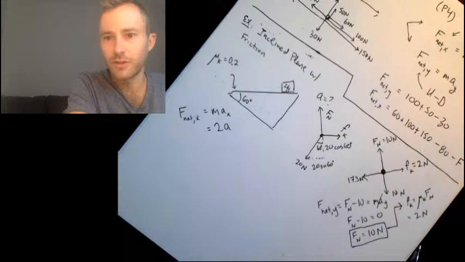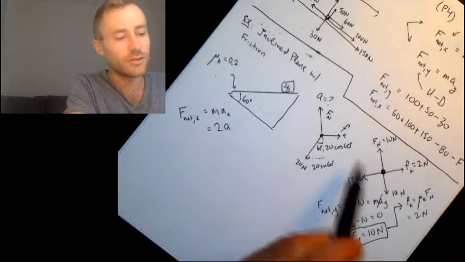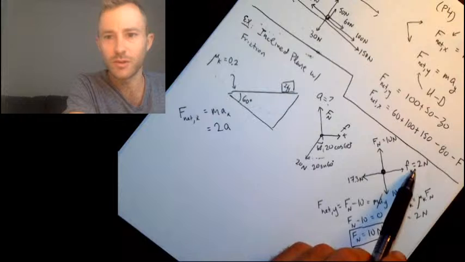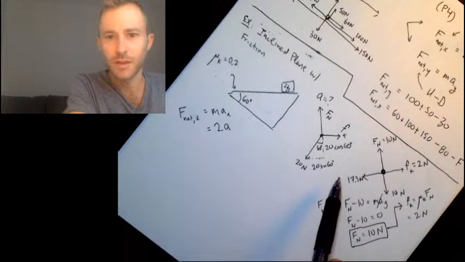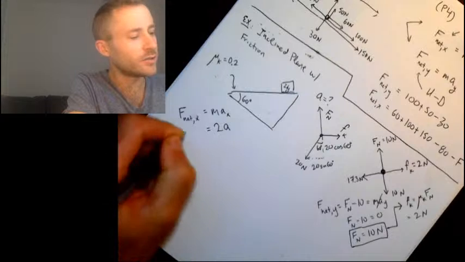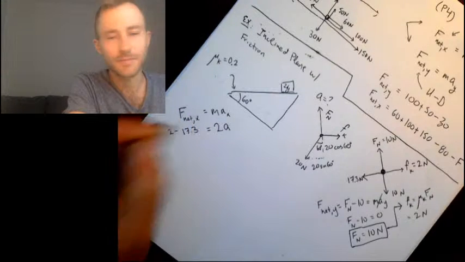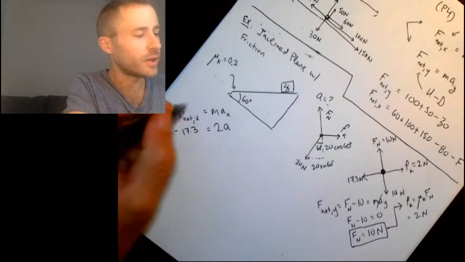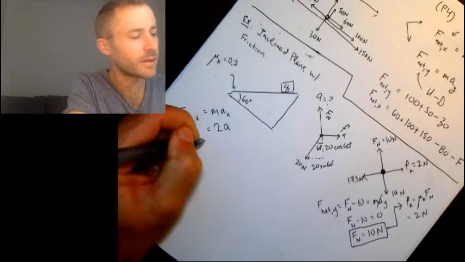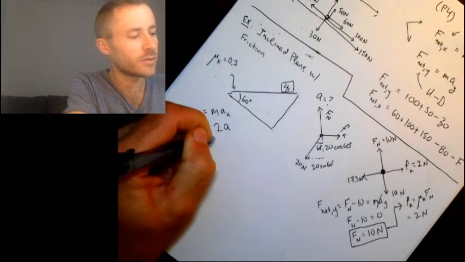Very good. So I see 15.3. Actually, it's negative 15.3 because remember the net force is right forces minus left forces. So it's going to be 2 minus 17.3. So that means that negative 15.3 equals 2a.